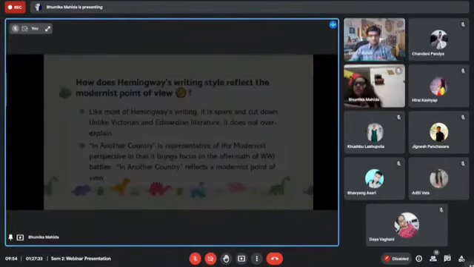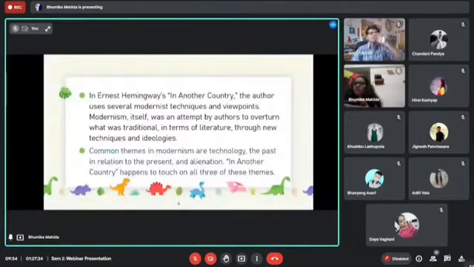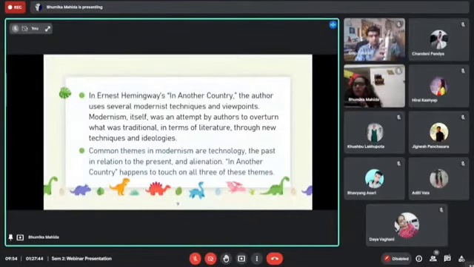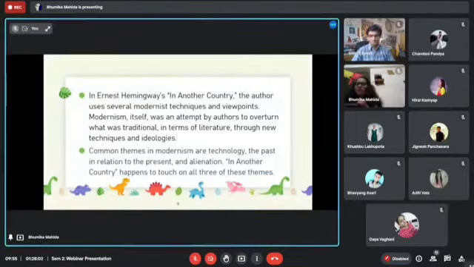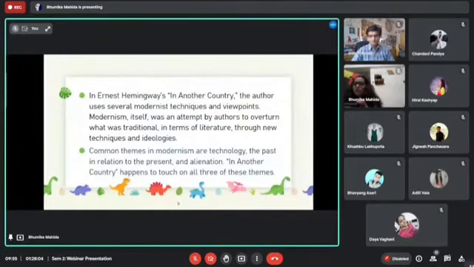In Ernest Hemingway's In Another Country, the author uses several modernist techniques and viewpoints of modernism, which was itself an attempt by authors to overturn what was traditional in literature through new techniques and ideologies. Common themes of modernism are technology, the past in relation to the present, and alienation. Also, In Another Country happens to touch on all three of these themes.